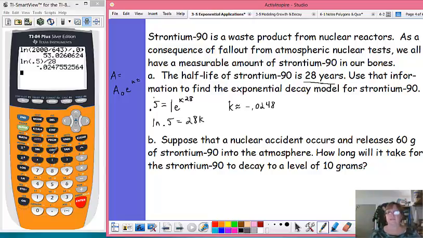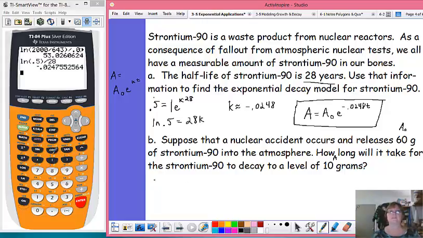So now we can write the exponential model for this. For this particular chemical, A will equal A sub 0 times e raised to the negative 0.0248t. And that model can be used to solve problems about strontium-90 in our atmosphere. Suppose that a nuclear accident occurs and releases 60 grams of strontium-90 into the atmosphere. How long will it take for the strontium-90 to decay to a level of 10 grams? You guys, the thing that's going to hurt us the most here is remembering A sub 0 is what you start with in this problem. That's 60. A is what you want, and we want to know when it gets to 10 grams.